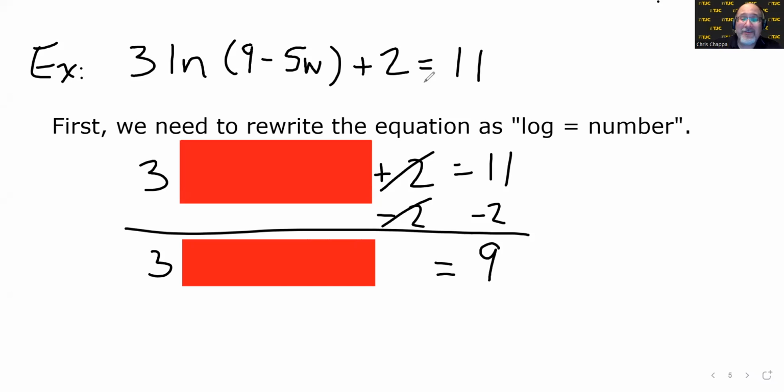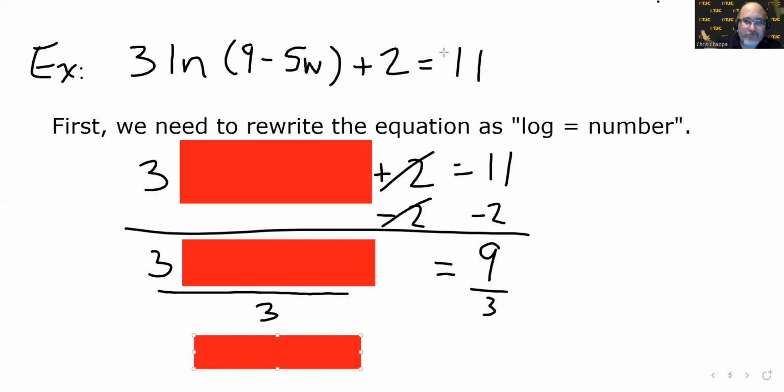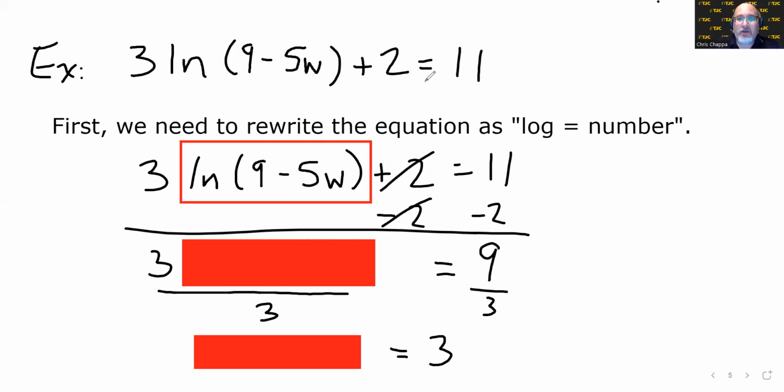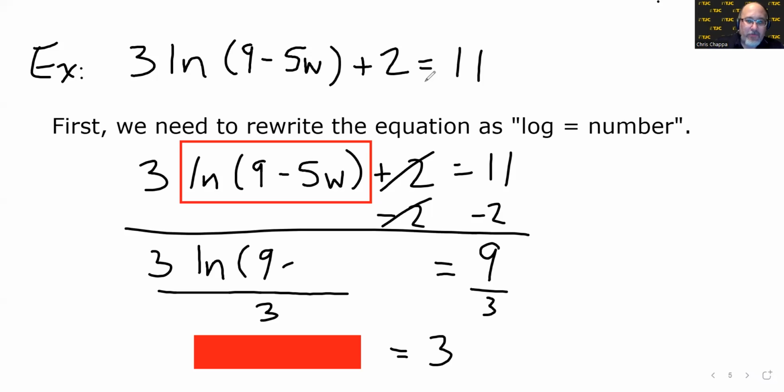I'm getting ahead of myself. And then to finish getting the red box by itself, we would divide both sides by 3. And we would get big red box is equal to 9 divided by 3 is 3. That's the reason I wrote 3 a minute ago. But that's if we were solving for just big red box. But what was under the big red box? A natural log of 9 minus 5w, which means each of these red boxes is the natural log of 9 minus 5w, including this one down here.